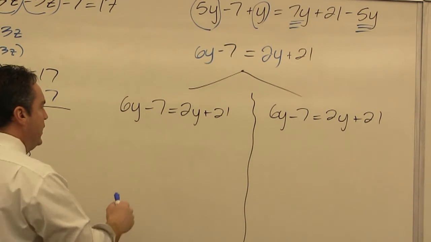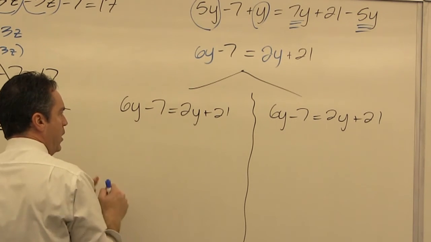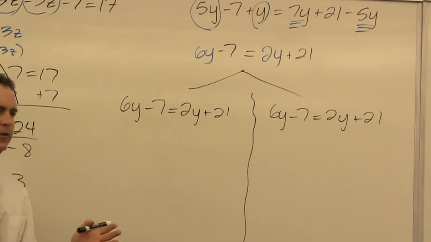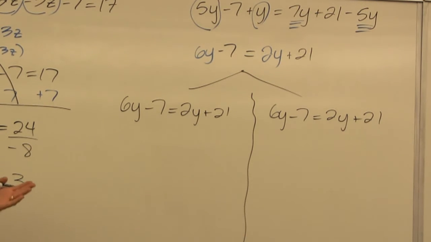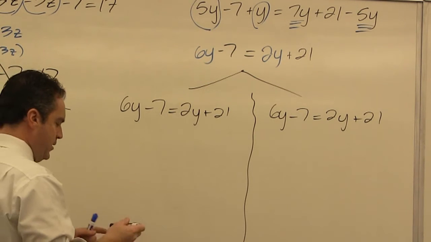So, if I want to get these y's all on one side with each other, what can I do? Okay? Got to use the balance rule. Whatever I do to one side, I got to do to the other. Very good. That's awesome. You got the idea here.